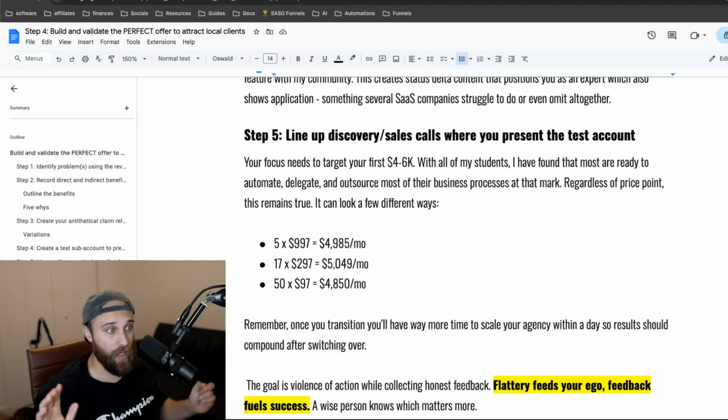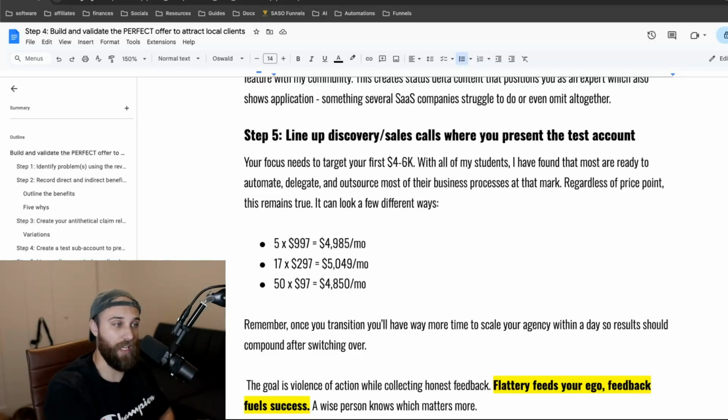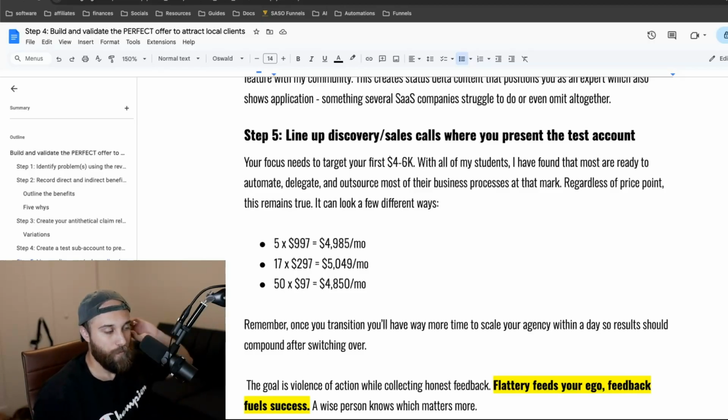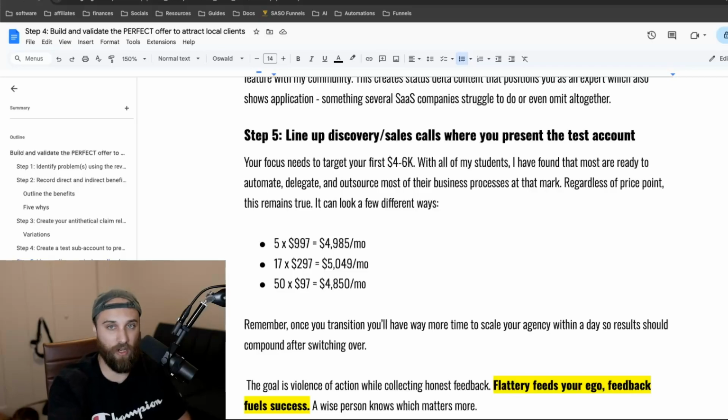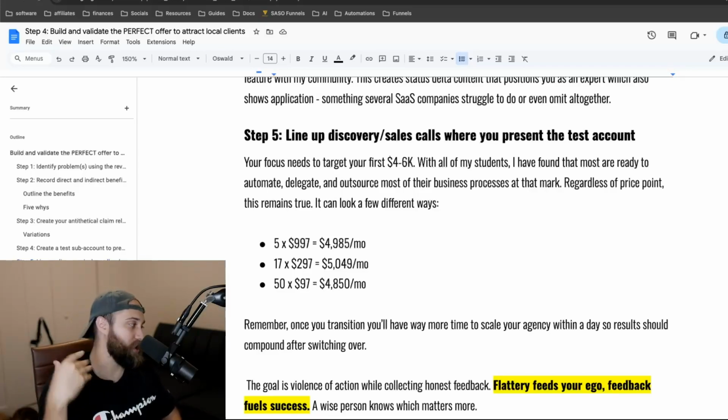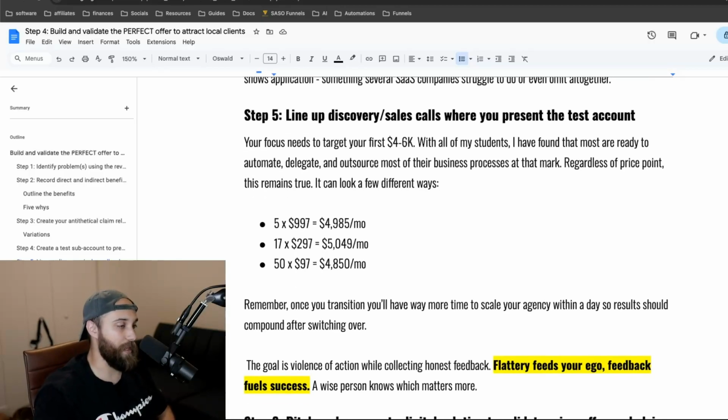I don't know why, but with all of my students, I have found that most are ready to automate, delegate, and outsource a lot of their business processes, a lot of their day-to-day work at that mark. I've had people who have several clients to that mark, and you can see the examples below, right? I've had people who have 5 clients at $997, 17 clients at $297, 50 clients at $97. It never fails that once they hit the 4 to 6K mark, they say, okay, hey, Alec, I'm ready to automate with VAs, with additional software, with automated processes, right?